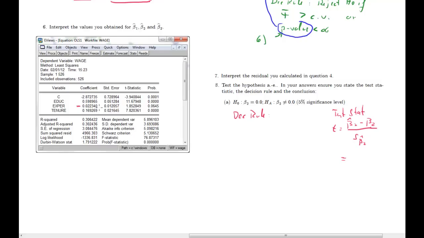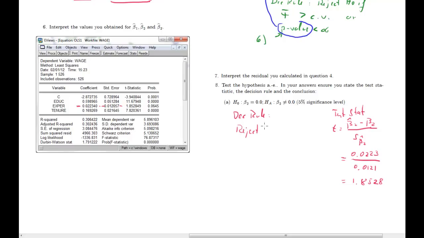Beta 2 hat, that is this value. So we have 0.0223 divided by the standard error, that is this one here, 0.0121, in fact, that is our standard error, and the value here is 1.8528 when we calculate this. So now, importantly, before we know what that means, we have to write down the decision rule.